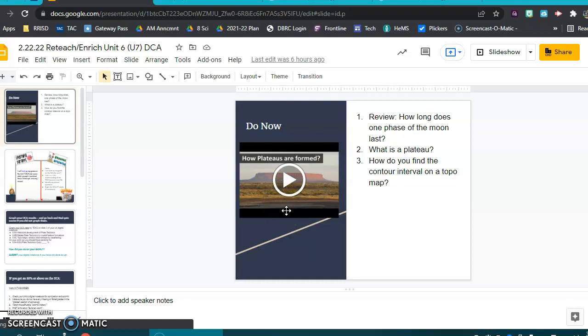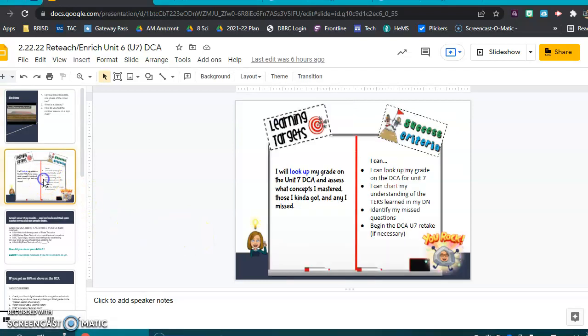How do you find the contour interval? Oh, okay, well, all right, yeah, the math. Somebody said, look on the legend. That's awesome. So let's look at our learning targets.